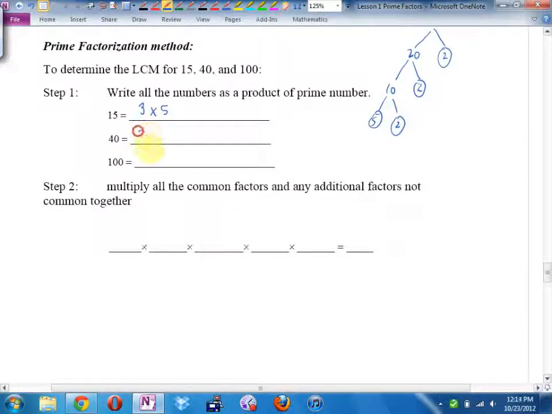So 40 is 2 cubed times 5. Yes? What about 100? Hey, let's try and do this in our head. I know that 100 is what times what? It's 10 times 10. What's a 10? What times what? See, I think 100 is 2 times 5 times 2 times 5.